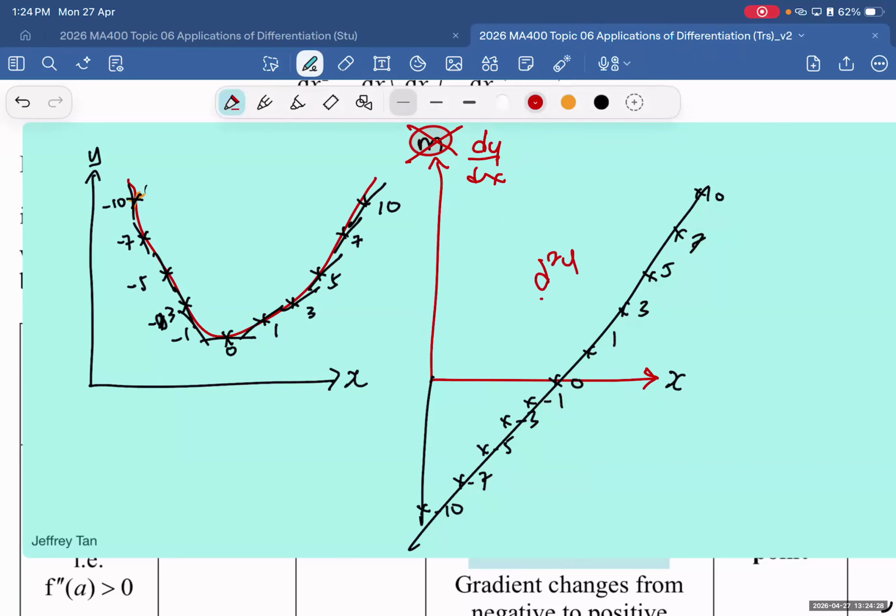Am I right to say this d2y/dx squared is the gradient? And is it positive or negative? Positive. That's why you can see when it's a minimum point, it is positive. Okay? So that in essence concludes the derivative test.